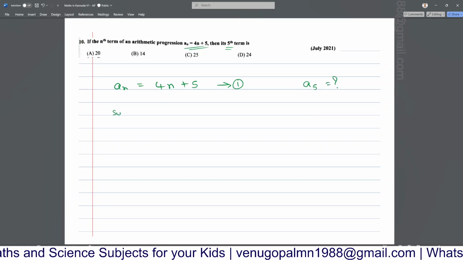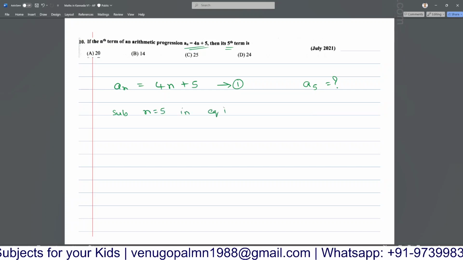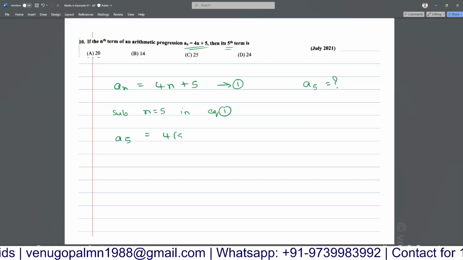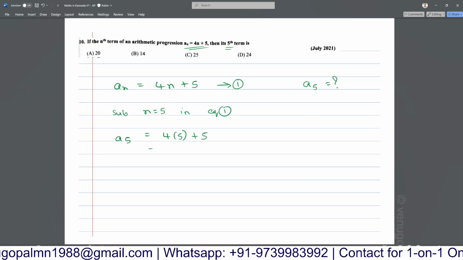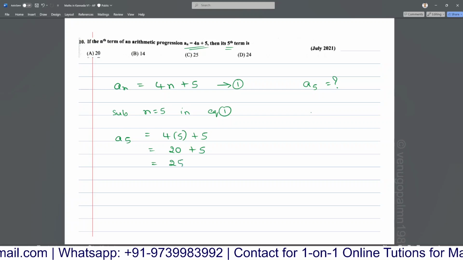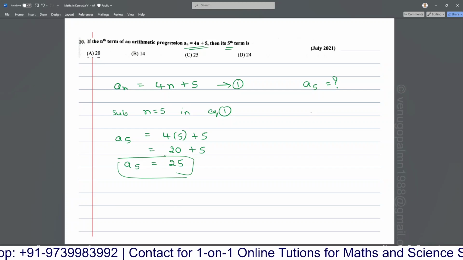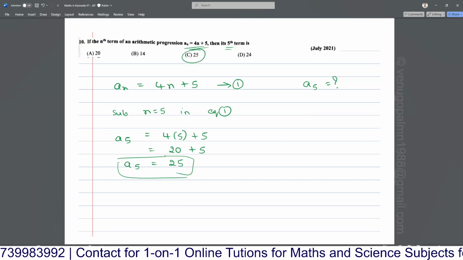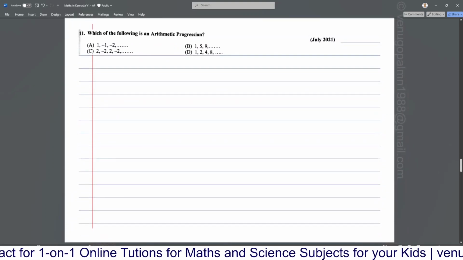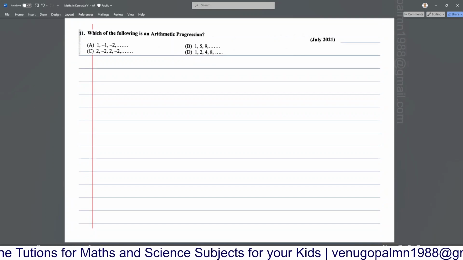All you have to do is substitute n is equal to 5 in equation 1. So a of 5 is equal to 4 into 5 plus 5. 4 5s are 20 plus 5, it would become 25. So a of 5 again is 25 in this case also. Got it, guys? Very simple. Any question you get related to arithmetic progression, you should score 100%. So there is no chance of you missing out.